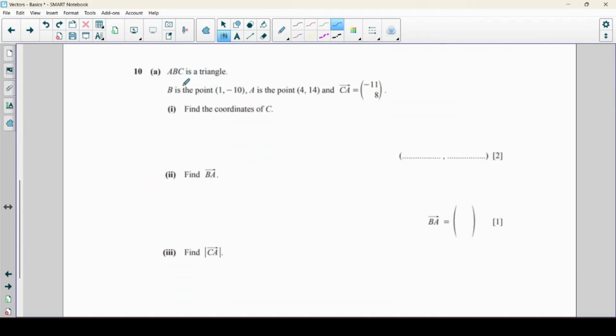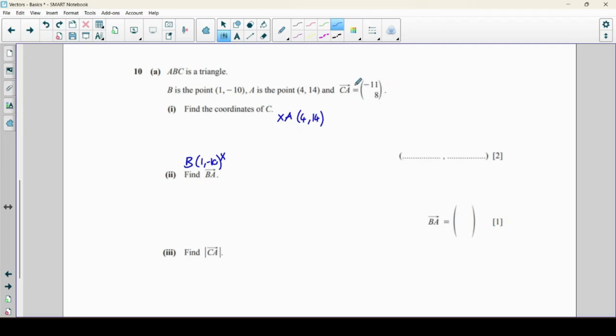Okay, ABC is a triangle. B is the point (1, -10). A is the point (4, 14). And CA is (-11, 8). Again, I think a sketch might be a little bit helpful here with the points roughly in the right position. So if B is (1, -10), let's put that one down here somewhere. A is the point (4, 14), so that is to the right and up. And then it says CA is (-11, 8).